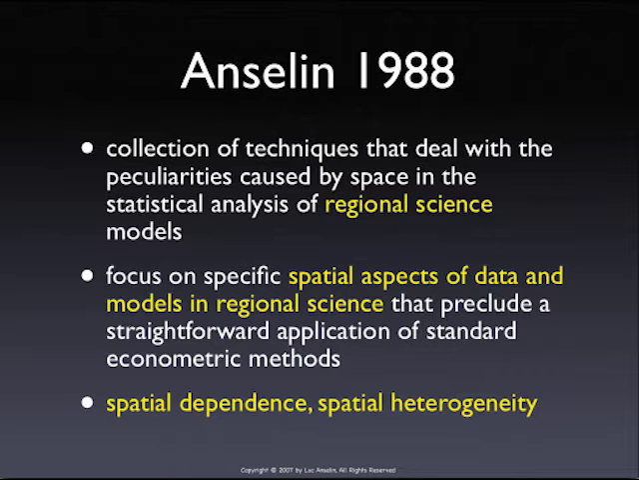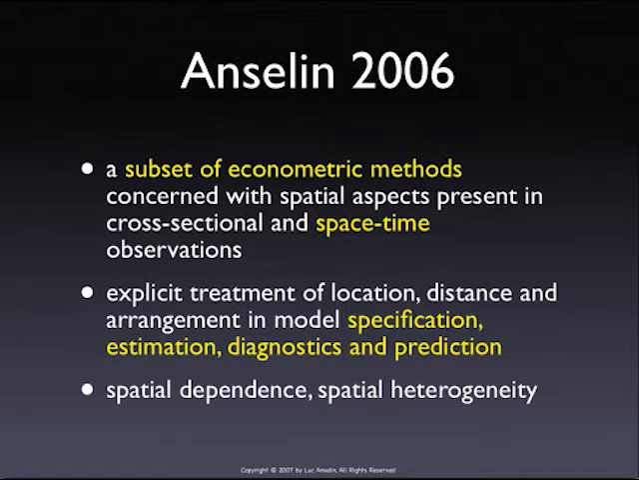And then quite a bit later, almost 20 years later, spatial econometrics has arrived, so to speak. It is a subset of econometric methods. It deals with both cross-sectional and, increasingly, panel data, space-time data. It deals with explicit treatment of location, distance, spatial arrangement. Four major aspects: model specification, estimation, diagnostics, and prediction.